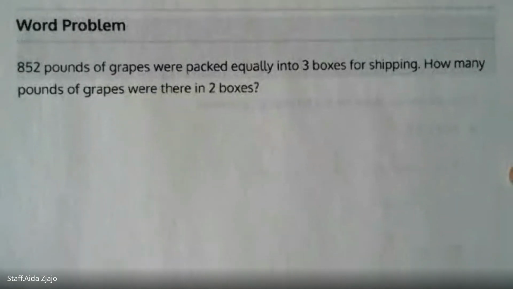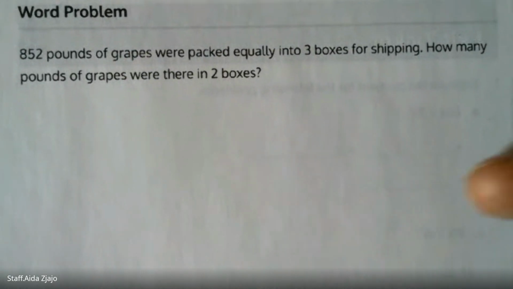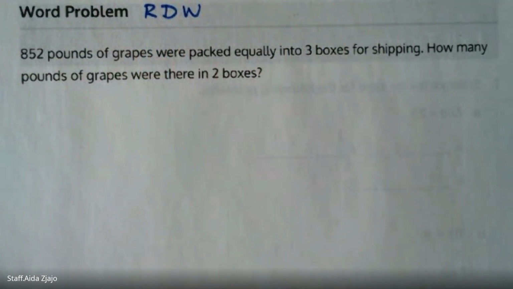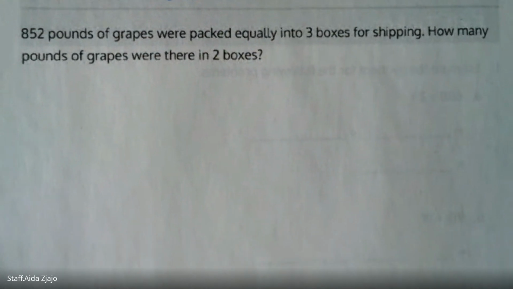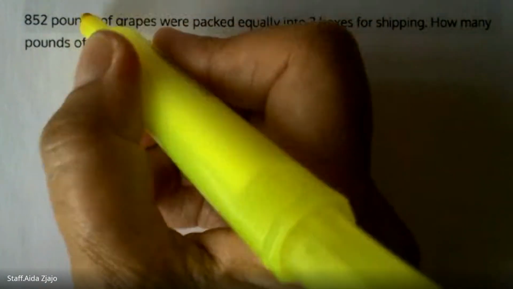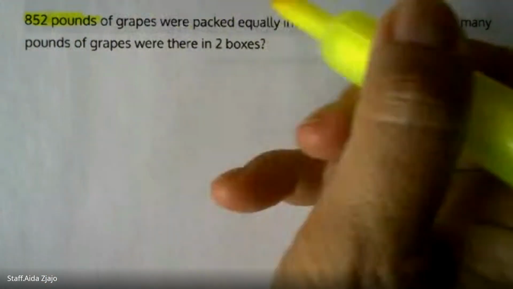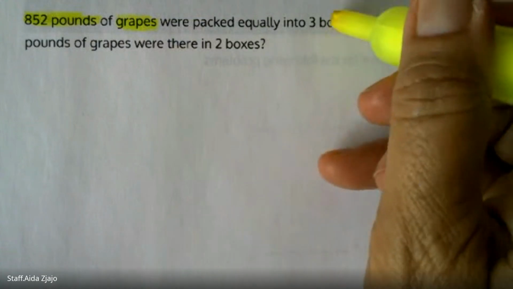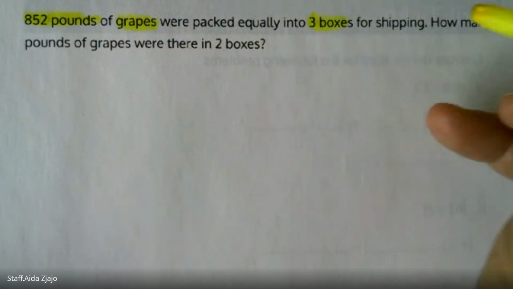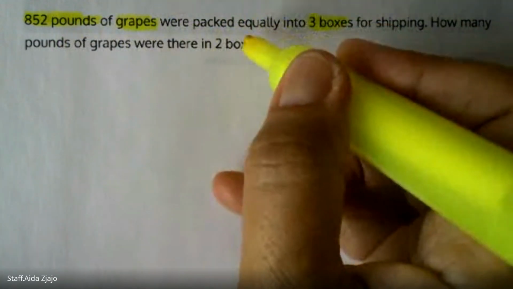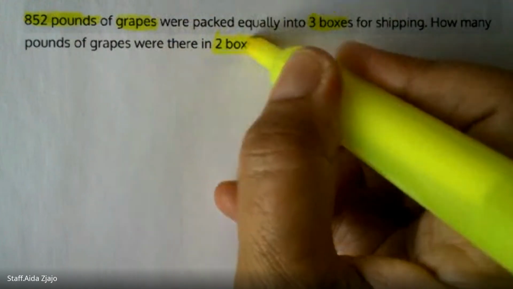Okay, it's a word problem. So we're going to read, draw, and write to solve this problem. It says, 852 pounds of grapes were packed equally into 3 boxes for shipping. How many pounds of grapes were there in 2 boxes?